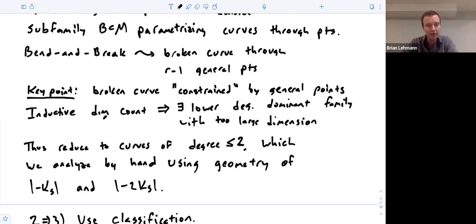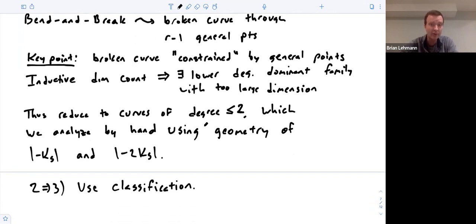So using this idea, you can prove by induction that if you have such a family of large dimension, then you can break it and get a lower degree family, which also has 2 large dimension and is still dominant. Arguing inductively, eventually we reduce to the case of low degree. In this case, we analyze by hand, by studying the properties of the anti-canonical or the bi-anti-canonical linear series. So that's a proof of 1 implies 2.